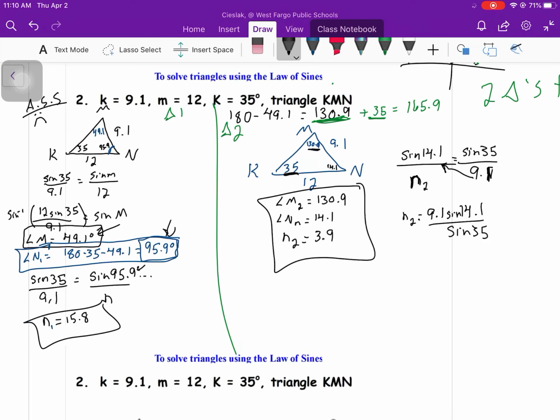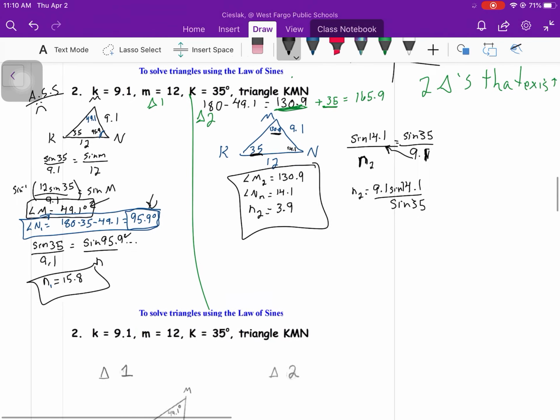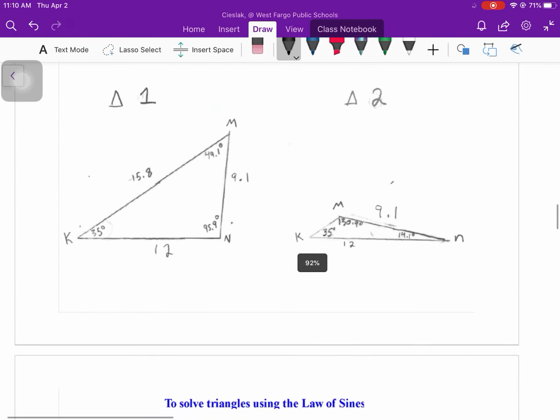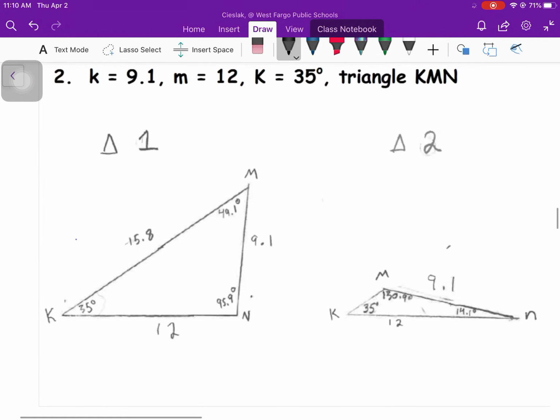So really this is a 6-point question. You got to find 3 pieces for each one. Okay. So the second one is the exact same example.